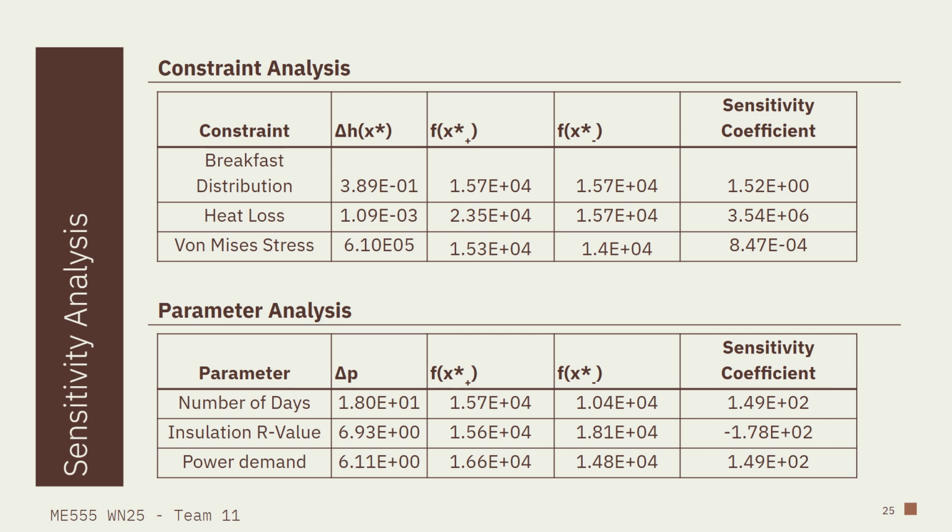Only 3 parameters and constraints were chosen due to the high number of constraints and parameters we have in the long runtime of our model. Looking at the sensitivity analysis results, we can see that the food system had minimal impact on the overall system mass, and therefore its constraints and parameters were less sensitive. As expected, the heat loss showed the highest sensitivity coefficient, with small changes producing large mass variations. The insolation R value had the greatest parameter impact, negatively correlated to total mass.